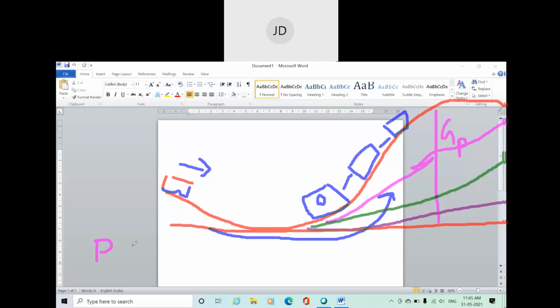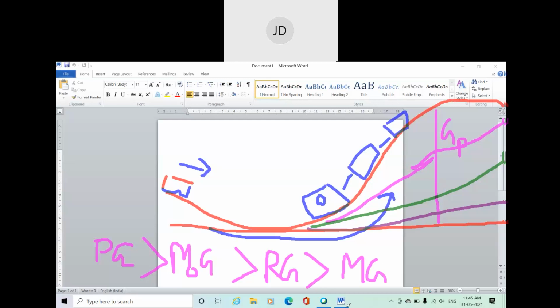So we can say the pusher gradient is higher than the momentum gradient, MOG, which is greater than the ruling gradient, which is greater than, what? The last one is your minimum gradient. This is very important, so you should understand this thing.